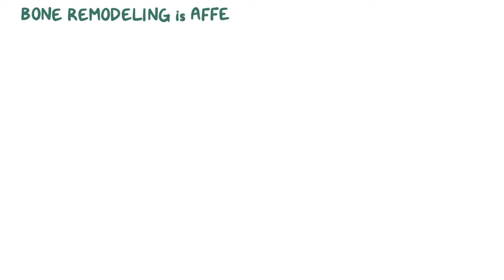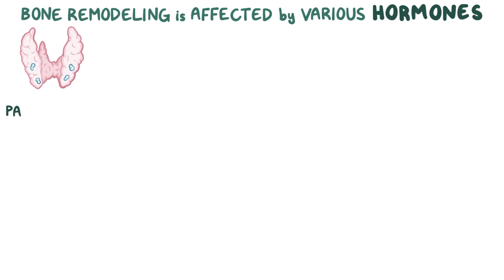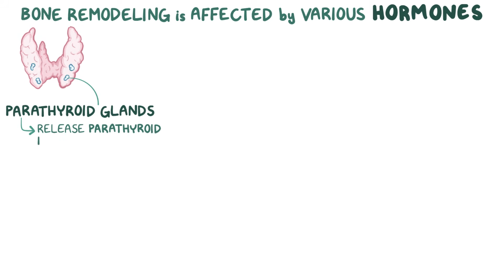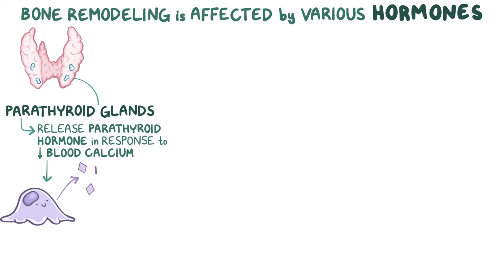Bone remodeling is affected by various hormones. The parathyroid glands, the four small pea-like structures located on the thyroid gland of the neck, release parathyroid hormone in response to a drop in blood calcium levels. The parathyroid hormone travels to the bones and stimulates the osteoblasts to release RANK-L, which triggers bone resorption. This allows calcium ions to be released into the bloodstream, and that corrects the deficiency.